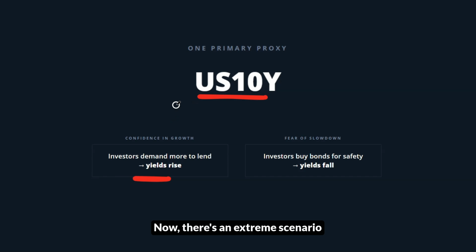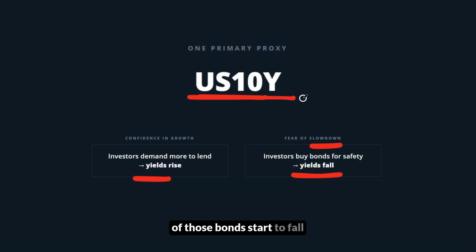Now there's an extreme scenario in which yields can rise because of fiscal concerns, but that often happens only in emerging markets, so I'm not going to mention it in this video to not create confusion. And then when investors get scared about the economy, maybe because of a slowdown or potential recession, investors buy bonds for safety. And so yields, the return of those bonds, start to fall. The reason is that simple.